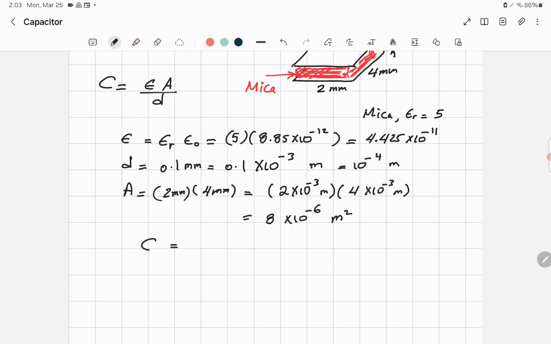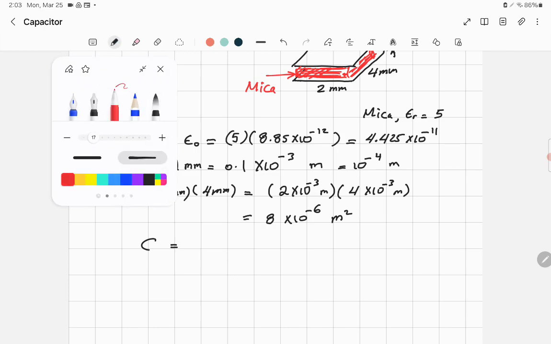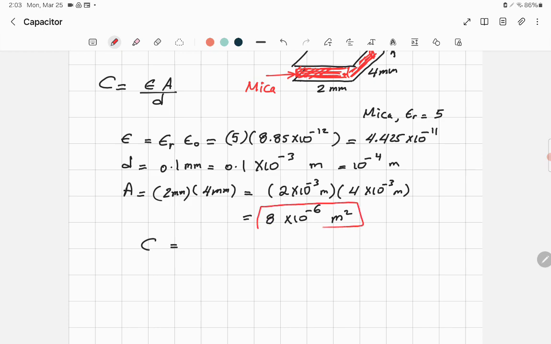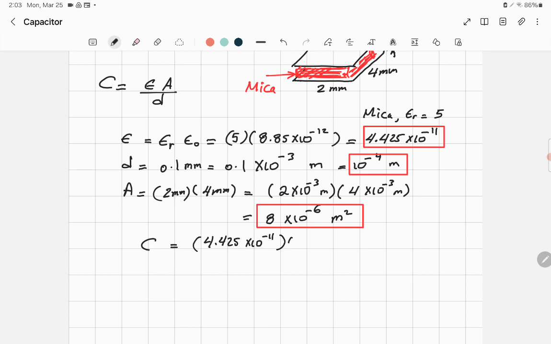And we have the area. Let's just mark them so you know. This is the area. This is the D, the separation distance. And that's the epsilon. Now it will be direct substitution in the equation. C will be equal to epsilon, which is 4.425 times 10 negative 11, times the area. Area is equal to 8 times 10 negative 6. And the distance is 10 negative 4.